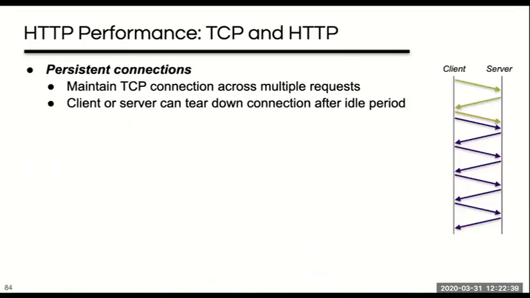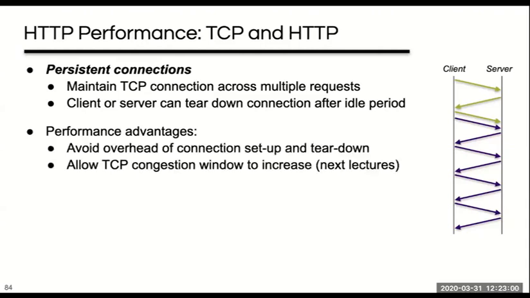Another thing we can do is what are called persistent connections. The idea here is just to maintain the TCP connection across multiple requests. The client and server can just tear it down whenever it's been idle for a while. So this has a number of benefits. The first is obviously that you don't pay for an extra TCP connection setup for every request. This also has benefits for TCP congestion control, which you'll learn about in the coming lectures.